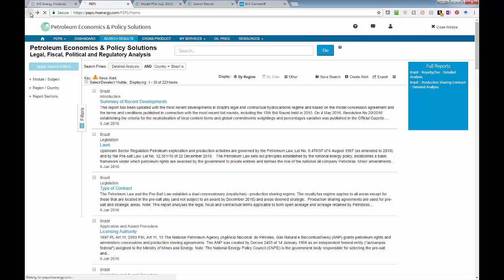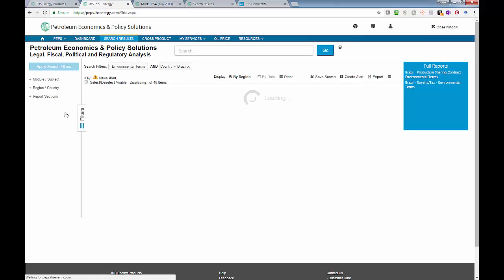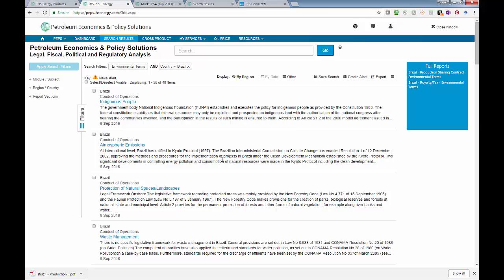Having noted previously that environmental regulations can be a key obstacle in Brazil, the team finds the PEP's environmental terms report and shares it with their company's legal and environmental compliance staff.